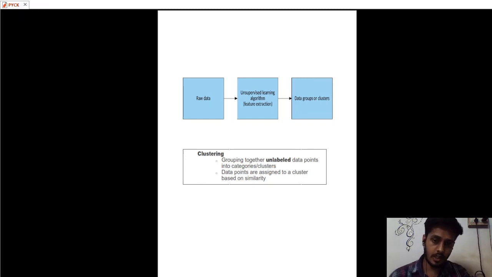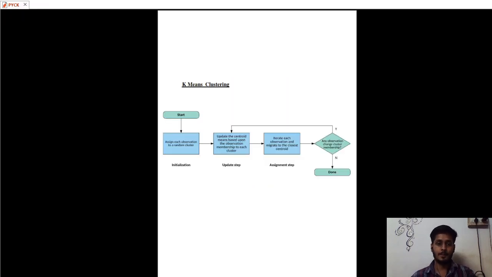For dealing with unlabeled data, we have to go with an unsupervised learning algorithm. So we have to extract some features so that we can use an unsupervised learning algorithm to create some groups or clusters of that data. Clustering is grouping unlabeled data points into categories. Any points which have some similarities, on the same similarity basis we club them together and create them as a cluster.